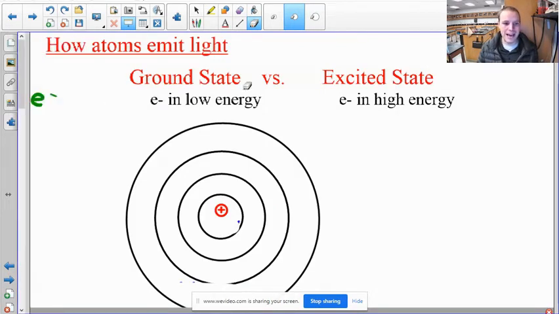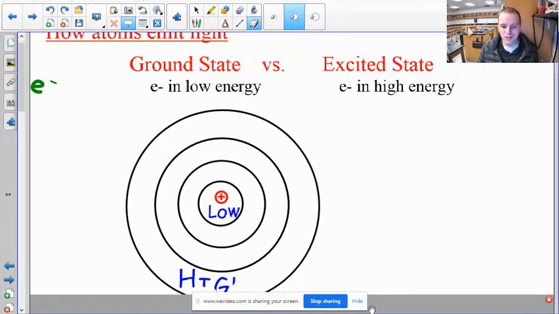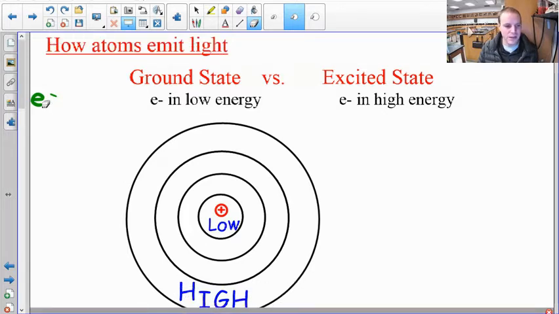Now, we got to talk about how atoms emit light. Okay, so now that we're familiar with Bohr's model, we can get into this sort of thing. Some terms that you need to understand: ground state versus excited state electrons. Ground state electrons are really low in energy, okay? Low energy is close to the nucleus. High energy is far from the nucleus. So this electron right here would be in its ground state because it's very close to the nucleus. Now, an excited state is an electron that's high in energy.